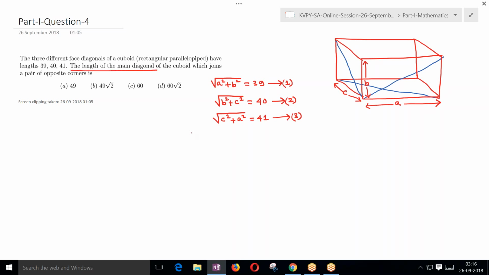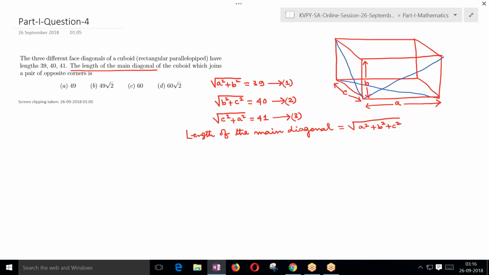What is the length of the main diagonal? The length of the main diagonal is equal to the square root of a square plus b square plus c square.